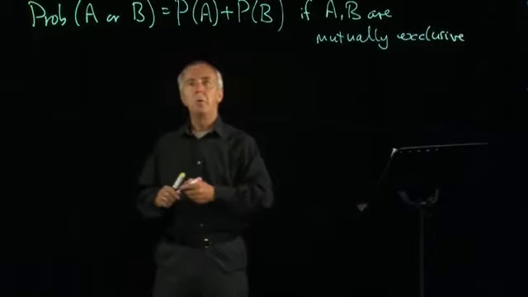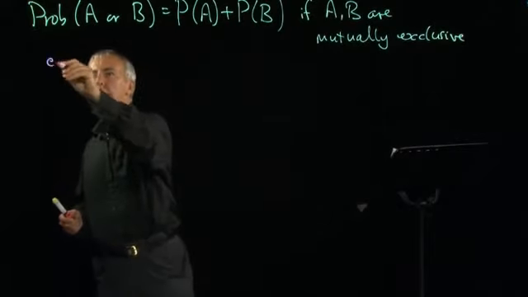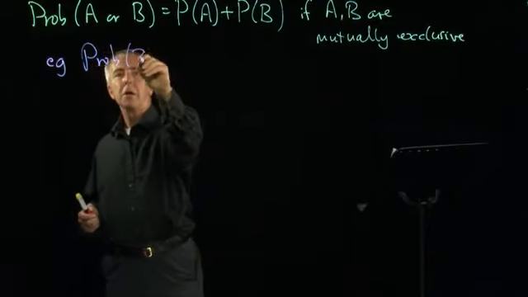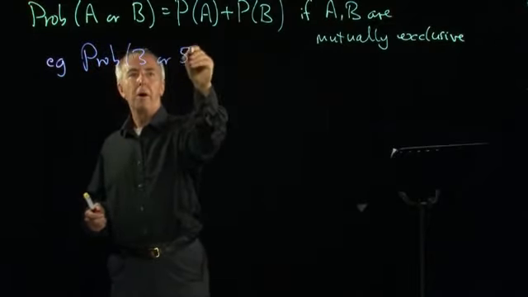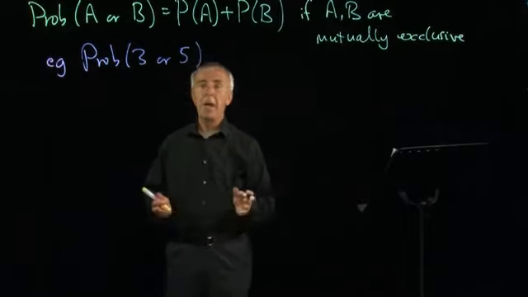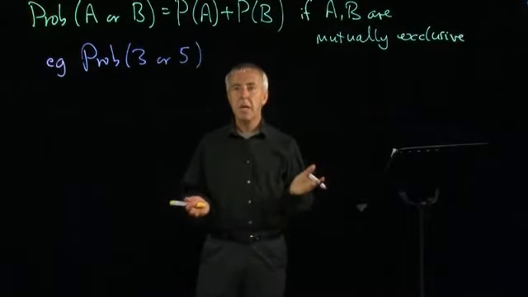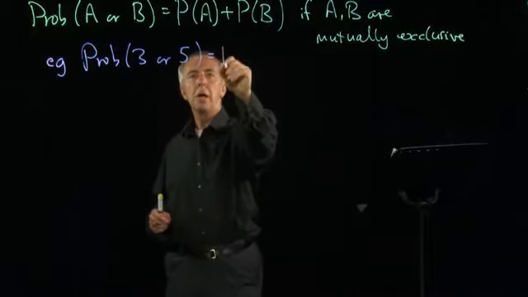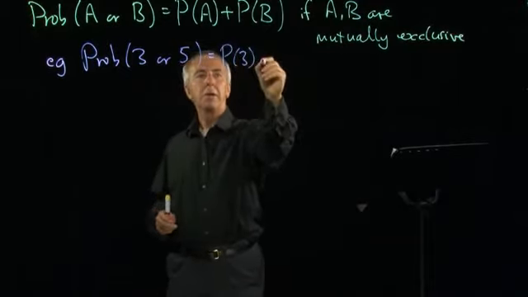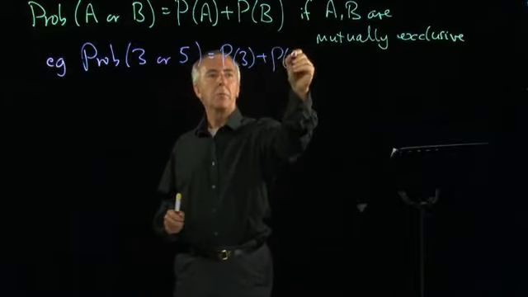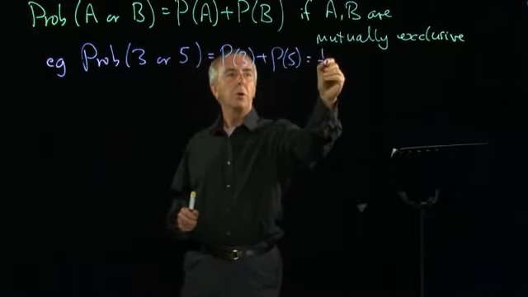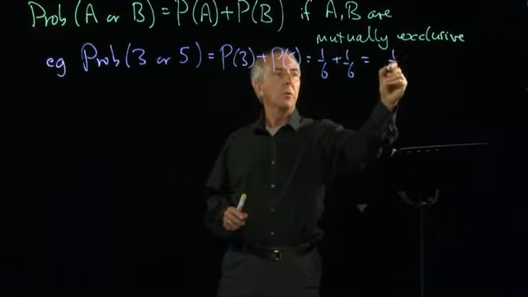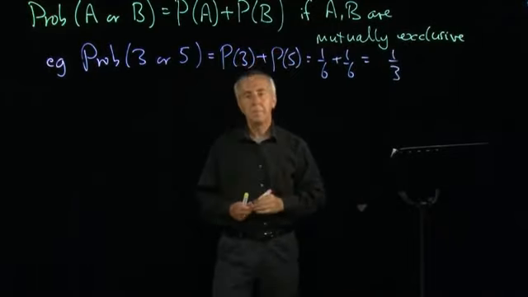So for example, with our dice, if I roll a dice, what's the probability of getting a 3 or a 5? They can't happen together. If you get a 3, it excludes a 5, and vice versa. So we can use this rule here, and we just get the probability of a 3 plus the probability of a 5, which is 1/6 plus 1/6, which comes to 1/3.